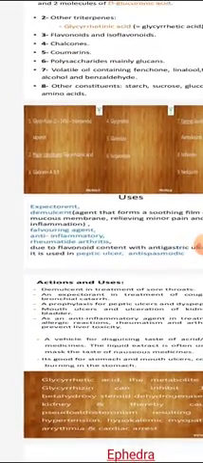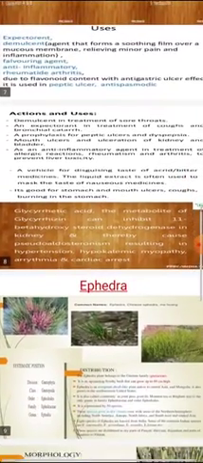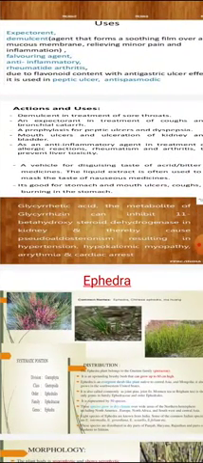Then there are the different therapeutic uses. In the therapeutic uses, we have to see it as an expectorant. Expectorant means it acts against the cough. Then demulcent is there. Demulcent property, that is an agent that forms a soothing effect on the digestive tract.